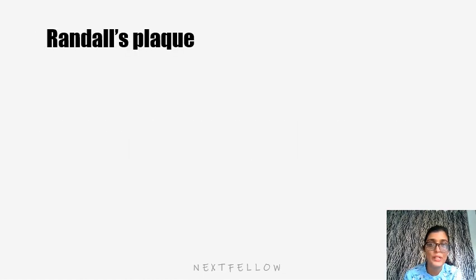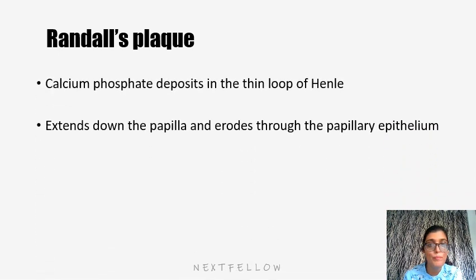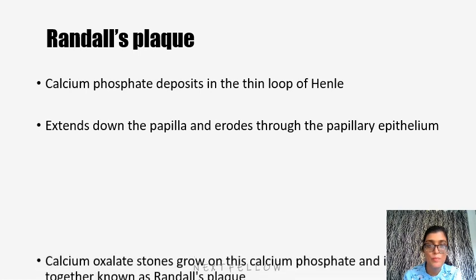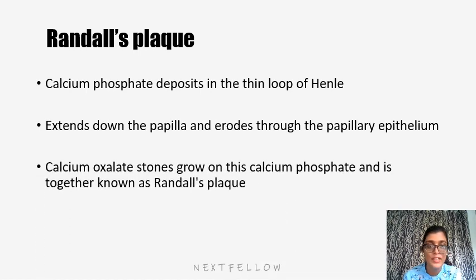So, a very important MCQ: what is a Randall's plaque? Usually the calcium phosphate gets deposited in the thin loop of Henle, right, which extends down to the renal papilla and then erodes through the papillary epithelium. Now, calcium oxalate stones grow on the calcium phosphate. So, calcium phosphate surrounded by calcium oxalate stones together is known as Randall's plaque.